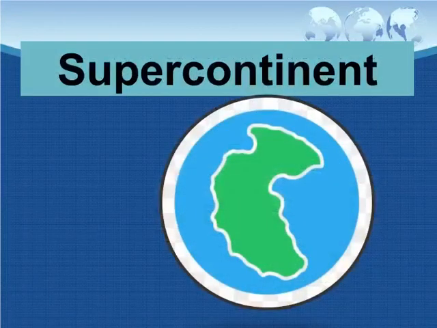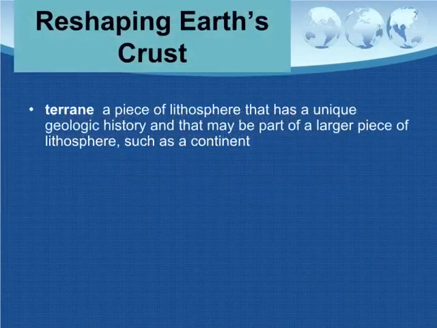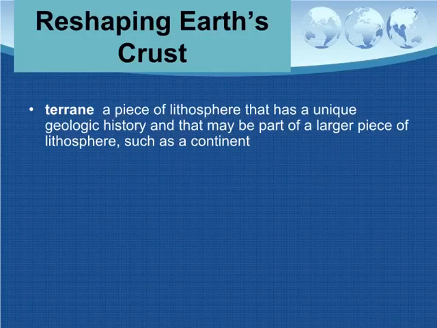Supercontinent. One way that continents change shape is by breaking apart. Rifting is the process by which a continent breaks apart. Terrain: a piece of lithosphere that has a unique geologic history and that may be part of a larger piece of lithosphere, such as a continent.